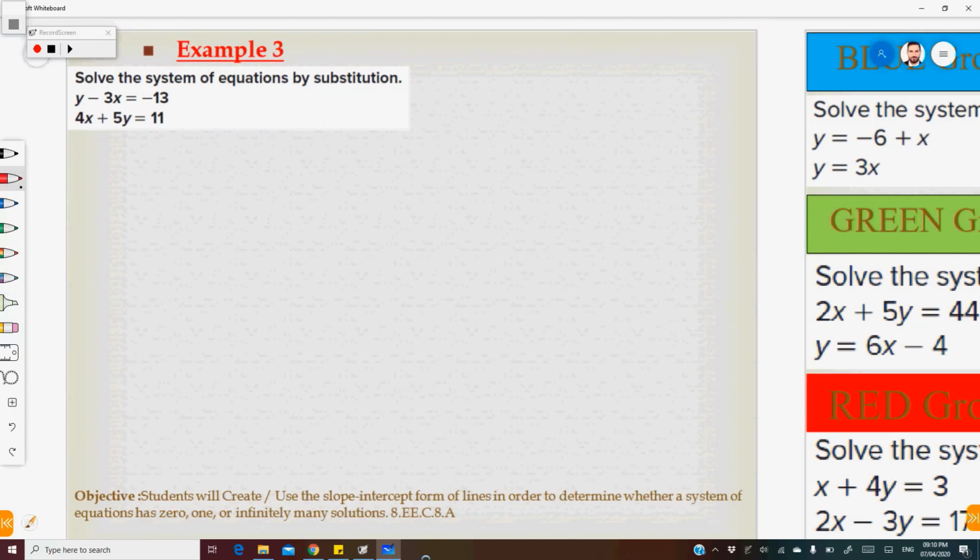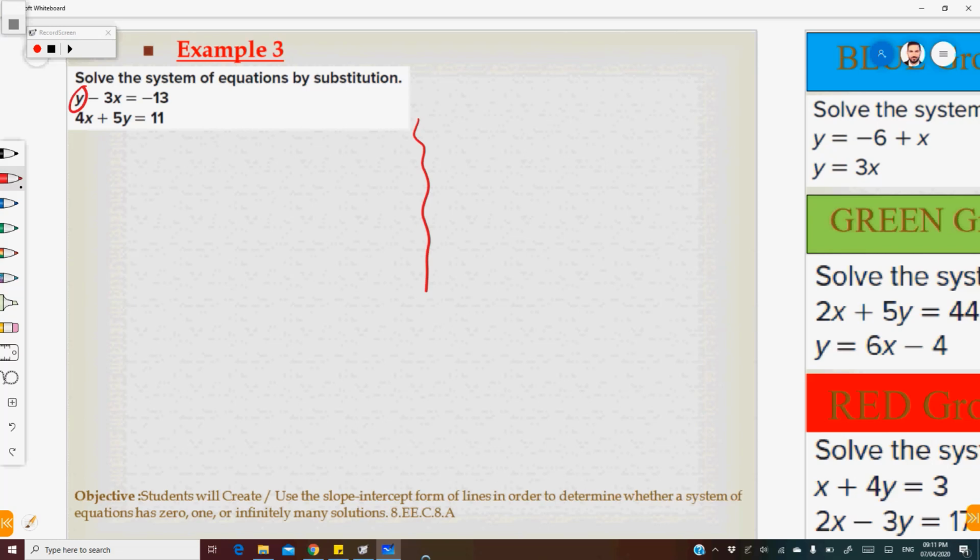I hope that you did it. So let me start with you. Example number 3 here, it says how to use the substitution property to solve these equations. I have one small problem here. Why, y is not the subject. How can I make y the subject? Subject means leader. How can I make y the leader?